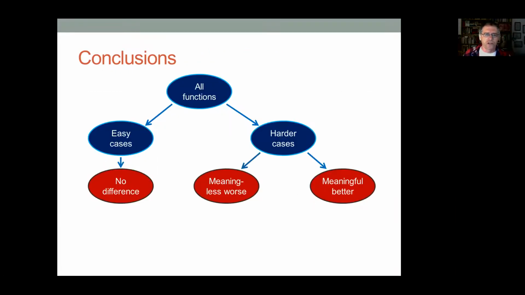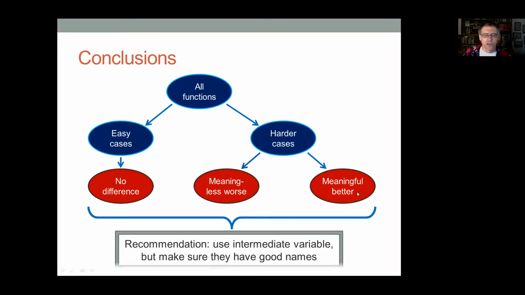If we put all of these together, we can conclude that there are several different cases. On one hand, we make a distinction that in easy cases, it does not make much of a difference which version of the code you use. On the other hand, in the harder cases, when you break the compound expressions and create intermediate variables with meaningless names, performance could be worse. But if you give them meaningful names, performance will be better. We therefore conclude that in general, intermediate variables can be recommended, but one has to make sure that you give them meaningful names. Thank you.